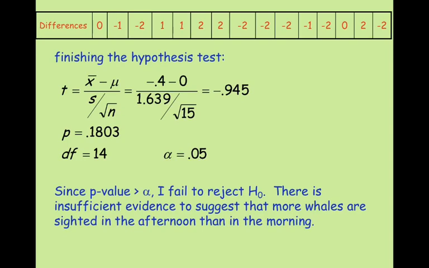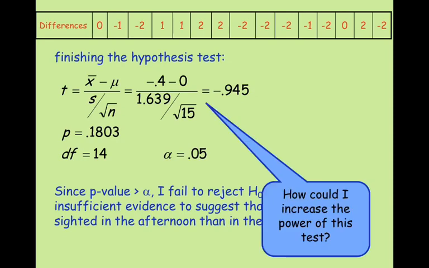Now, we really want our test to be powerful when conducting a hypothesis test. Remember, power is our ability to correctly reject the null. How could we improve the power of this test? Well, remember, one of the best ways to increase the power of the test without affecting my type 1 and type 2 errors is simply to increase the sample size.